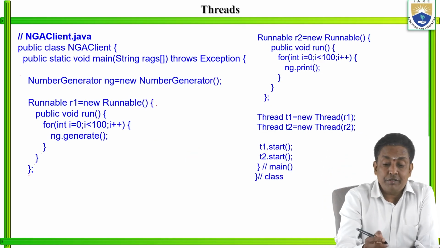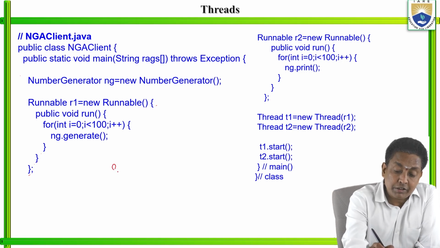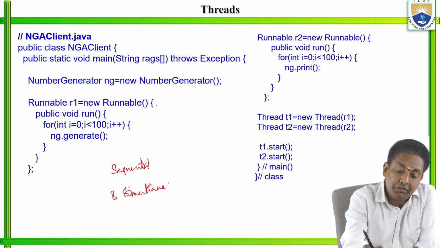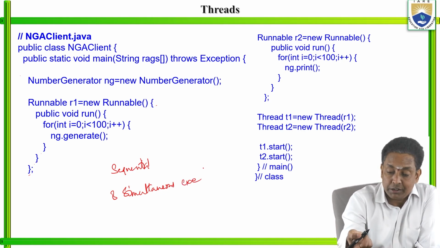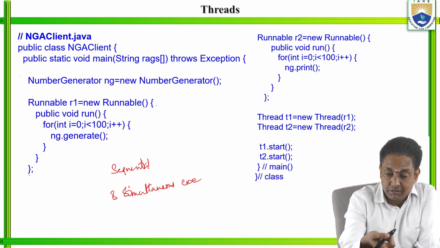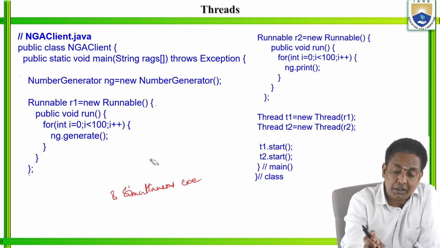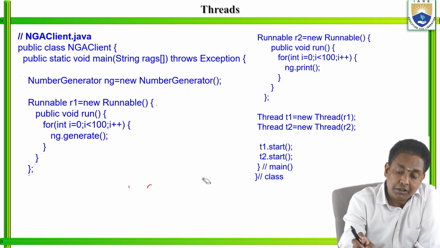Now, so far what we have seen is sequential method execution, one by one method calling, and three simultaneous executions. How? Extending from Thread, implementing Runnable, and implementing Runnable as an anonymous class. Three simultaneous executions. Sequential execution is completed. Three ways of simultaneous execution are also completed.